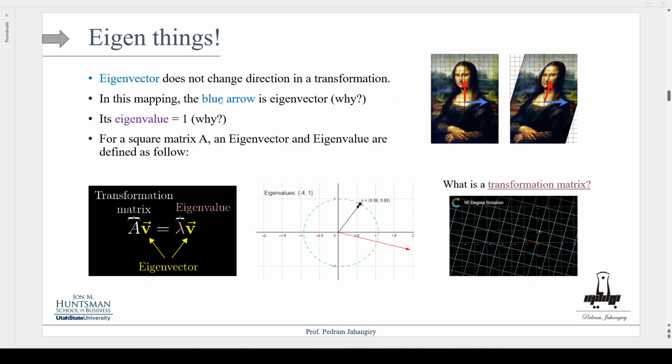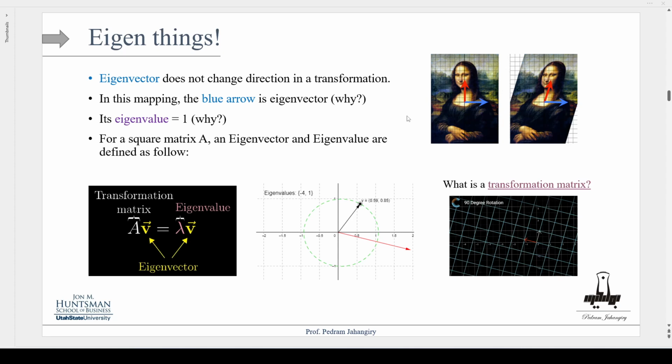So in this mapping, the blue arrow is the eigenvector. Why? Because it doesn't change direction. And its eigenvalue is equal to 1. Why? Because you can see there is no change in the magnitude. If the blue arrow was doubled, or even rotated completely in a negative direction, it would still be an eigenvector, because the direction is along this axis, but the magnitude can be -1, it can be 1, it can be +2, etc. So this is eigenvalue and eigenvector.